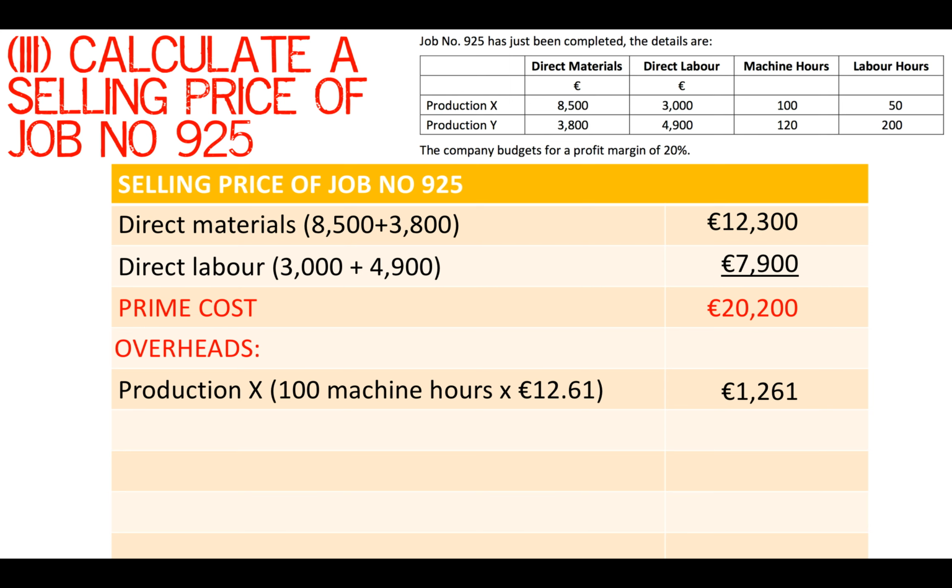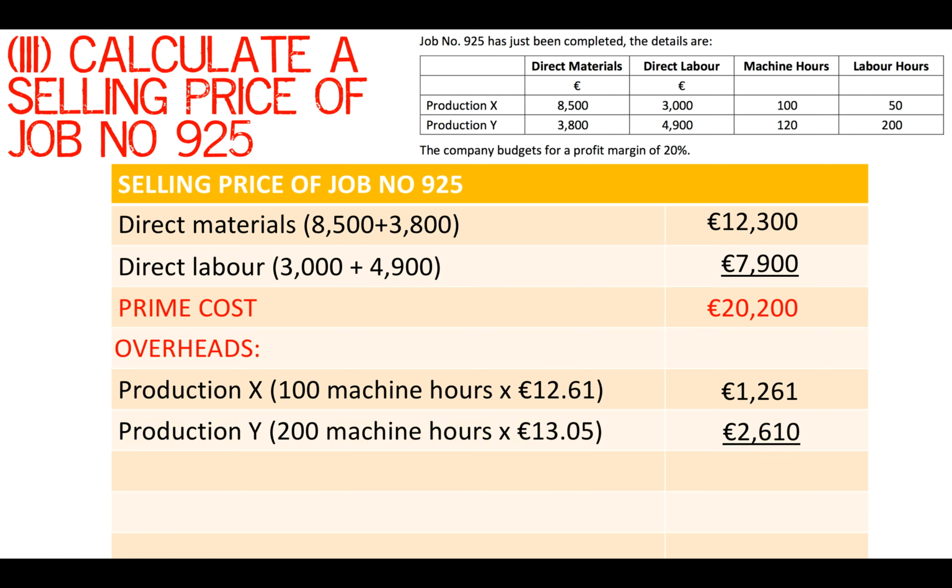So 100 machine hours in production X multiplied by our 12.61, which we worked out in the last section of the question. And then production Y, we're going to multiply the 200 labour hours by 13.05, which is €2,610. So the cost of job number 925 is €24,071. So again, that should read labour hours there.